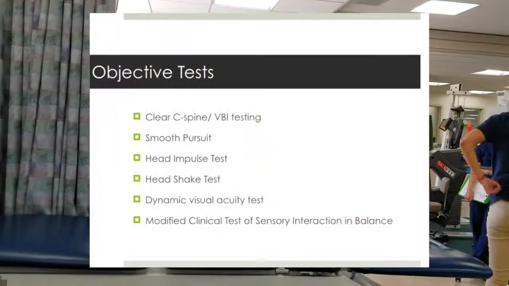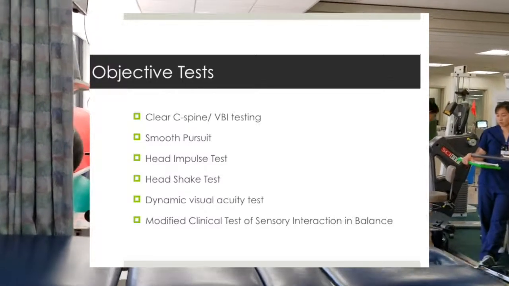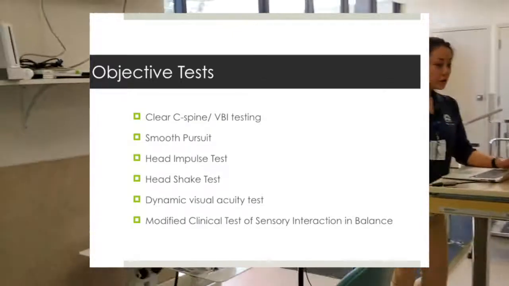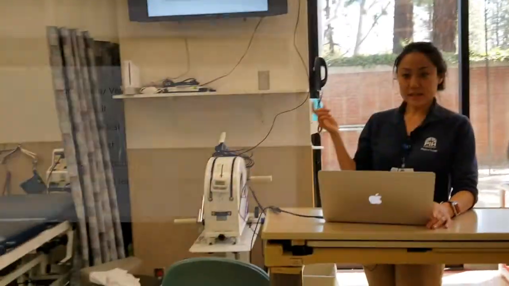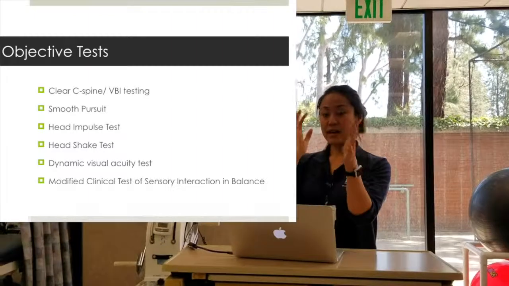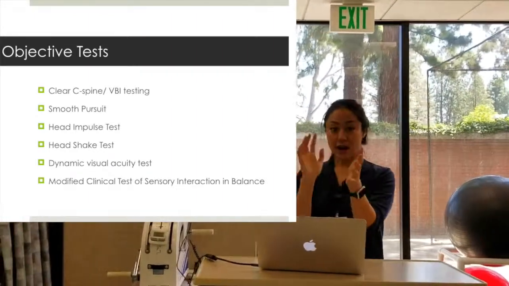Yeah. So objective tests, like we just talked about, you want to clear the cervical spine, check their range of motion, check VBI testing. You always want to do smooth pursuit to rule out any central causes. You can do the head impulse test. That's the one where you tell them, keep your eyes on my nose. You're shaking their head, and then you go to one side. So you're looking for those corrective saccades.